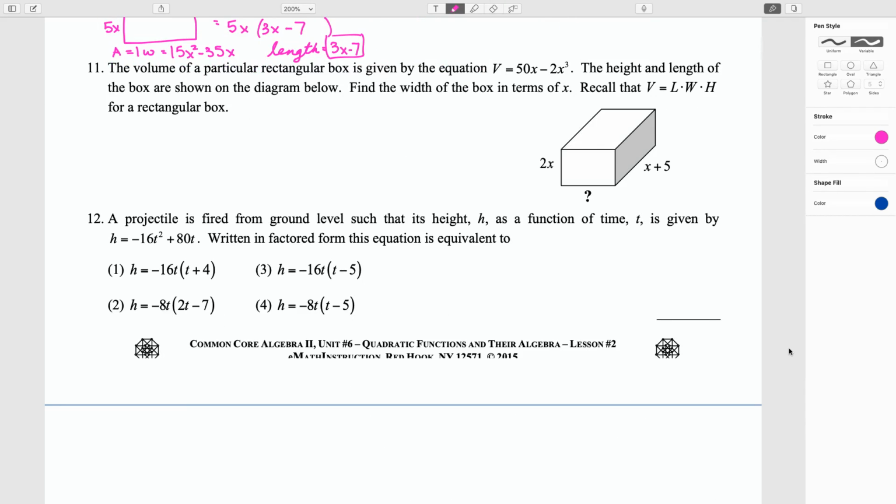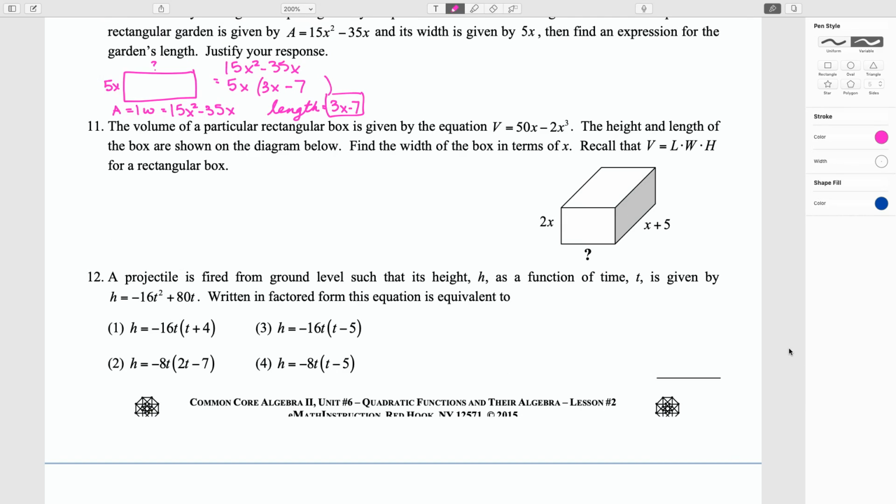The volume of a particular rectangular box is given by the equation V equals 50x minus 2x cubed. The height and the length of the box are shown in the diagram. They gave us our picture. Find the width of the box in terms of x. Recall that volume equals length times width times height for a rectangular box. So we multiply 2x times x plus 5 times something else, and that will give us 50x minus 2x cubed.